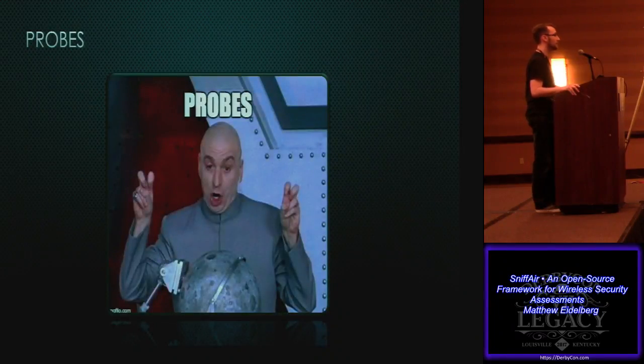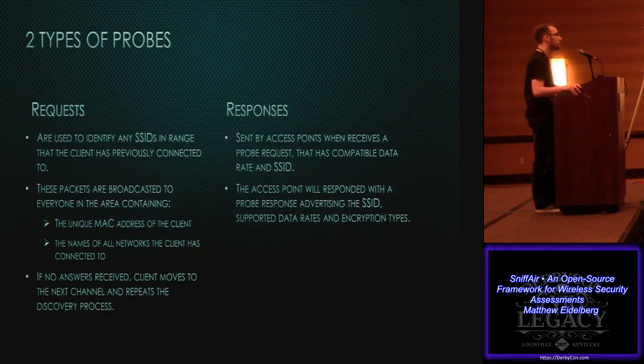We then look at probes. There are two types of probes. Probe requests are sent by client devices looking for access points that they've previously connected to. So it'll be like, hey, is X in this area? Is Y in this area? What we care about is that these packets contain the SSIDs of all the networks they've previously connected to, as well as their MAC address. If they do not get a response, they move to the next channel and repeat the process. There are tons of these types of "hello, is anyone out there" packets.